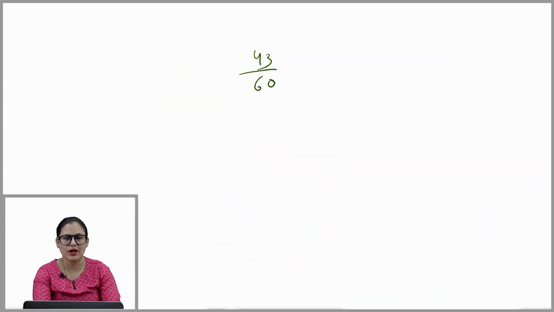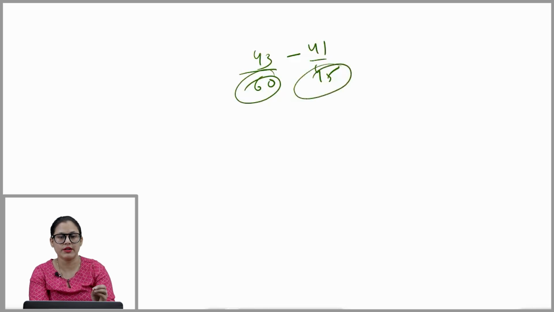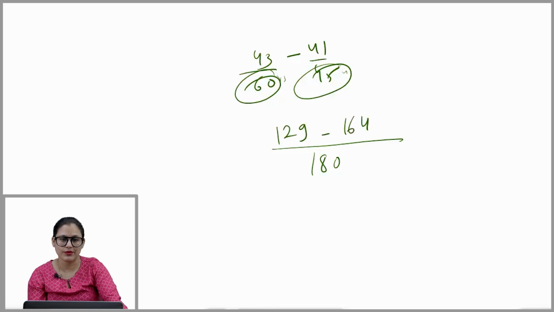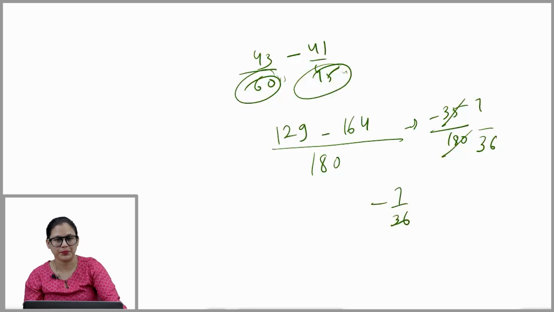43 by 60, now minus 41 by 45. Now again we will take the LCM of 60 and 45, this time we will get 180. So you will multiply here by 3, 129, minus, here you will multiply by 4. 4 ones are 4, 4 fours are 16, 164. Now subtract, minus 35 by 180. You can simplify it also. 5 sevens are 35, 5 thirty-sixes are 180. So minus 7 by 36 is the answer.